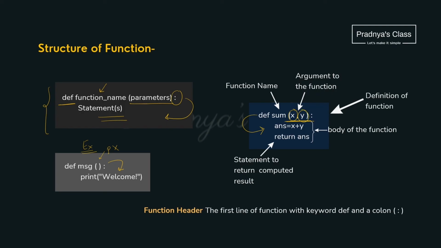Here are different names given to the different parts of the function. The first part is the function name. It is nothing but an identifier. These are the parameters, or we can say arguments to the function. This complete line is known as the function header. The block of statements is called the body of the function. And using the return statement, we generally return the computed or calculated value to the main program. And this whole thing is the definition of the function.